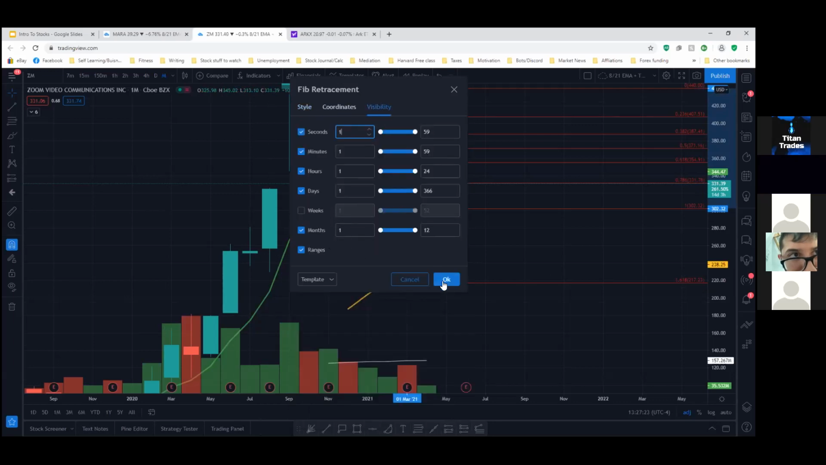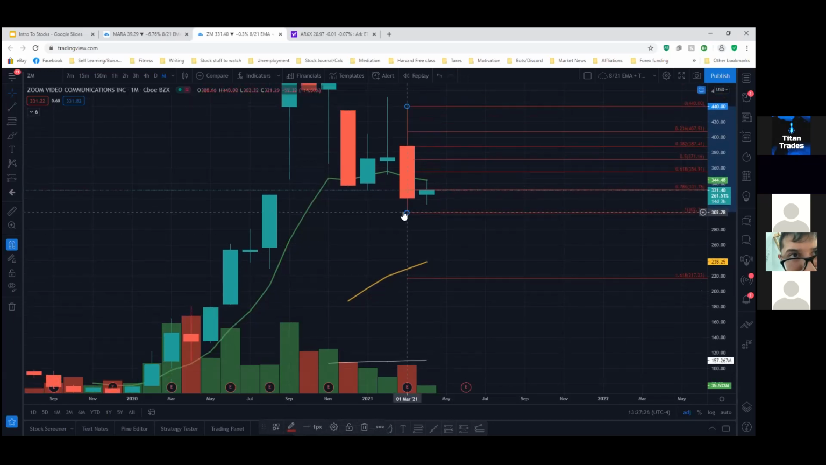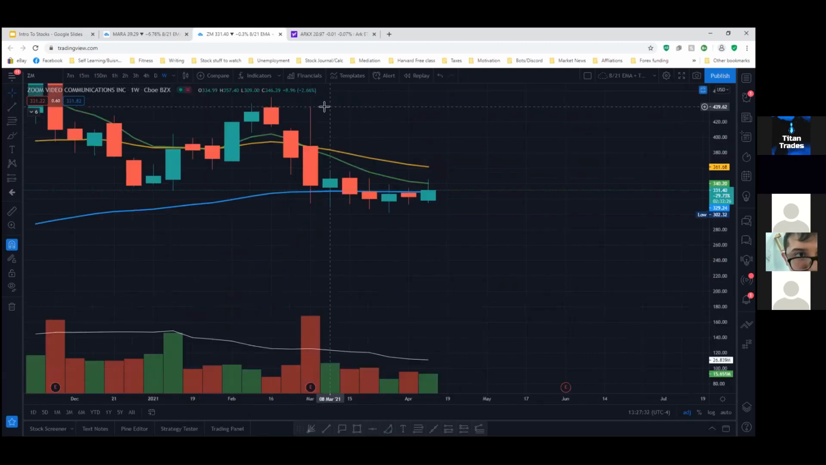So I don't want to see the weekly. I've already charted 300 and 442, so I don't want to overlap, right? Next, I go down to the weekly, and I already charted this one basically, so I don't care about this already.